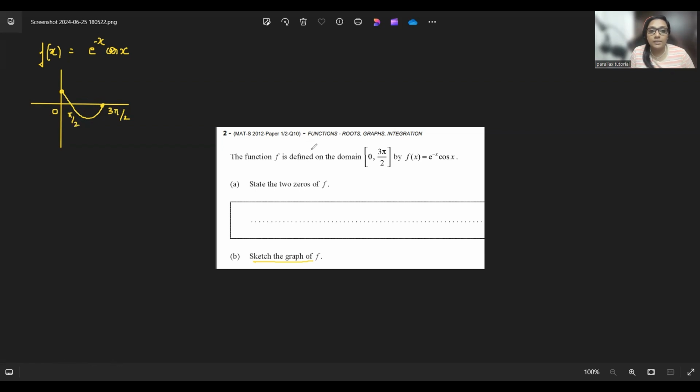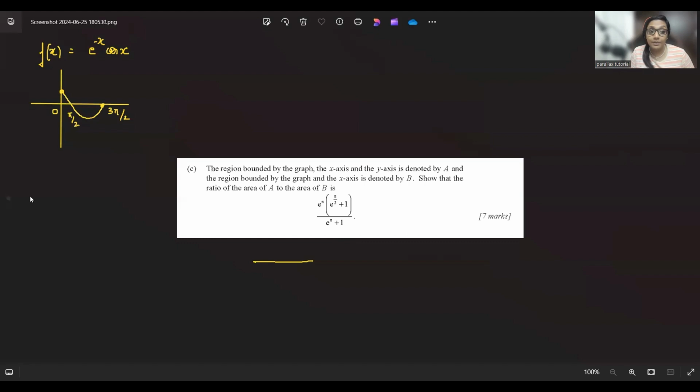Now let's come back to the question which we are supposed to solve today. It's a 7 marker, so it's going to be a long question. So please take down notes as you do this, right? We are supposed to find the ratio of area A, which is this, to the area B. We have to find A by B.